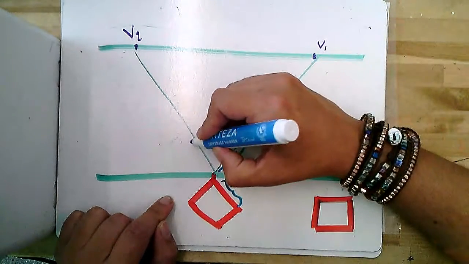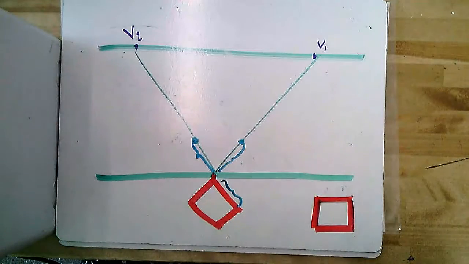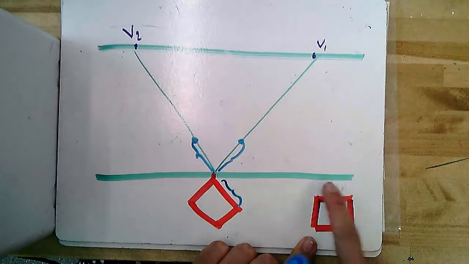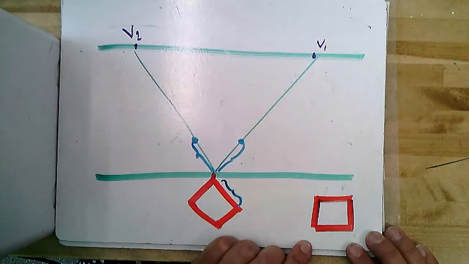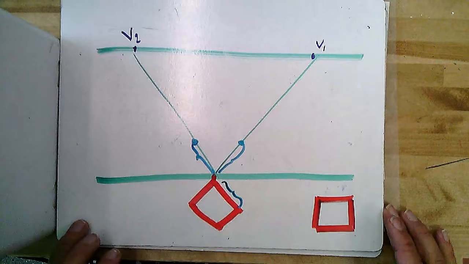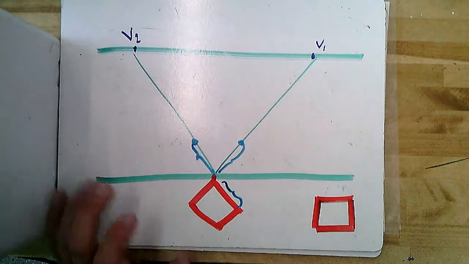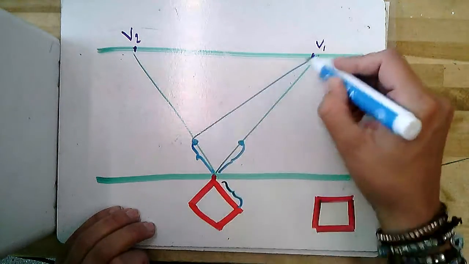At this point, we can decide the measurements. But just keep in mind that if it's a square, all the sides have the same measurement. Otherwise, it wouldn't be a square. It would be a rectangle, right? So now just keep going. Everything goes to the vanishing point.